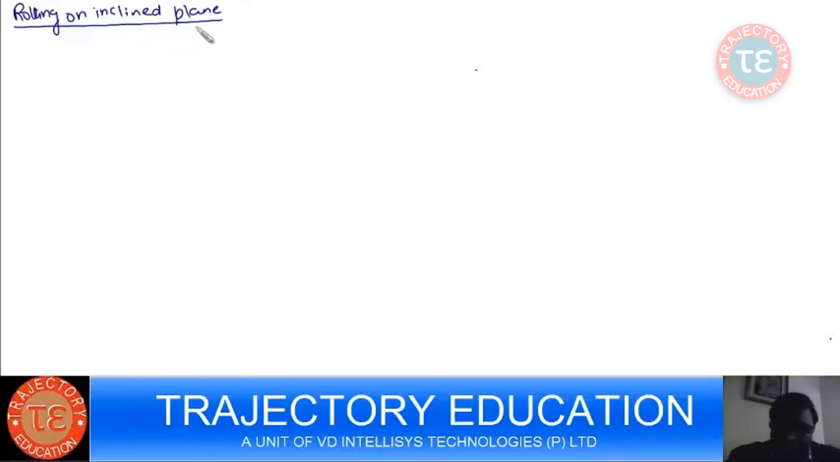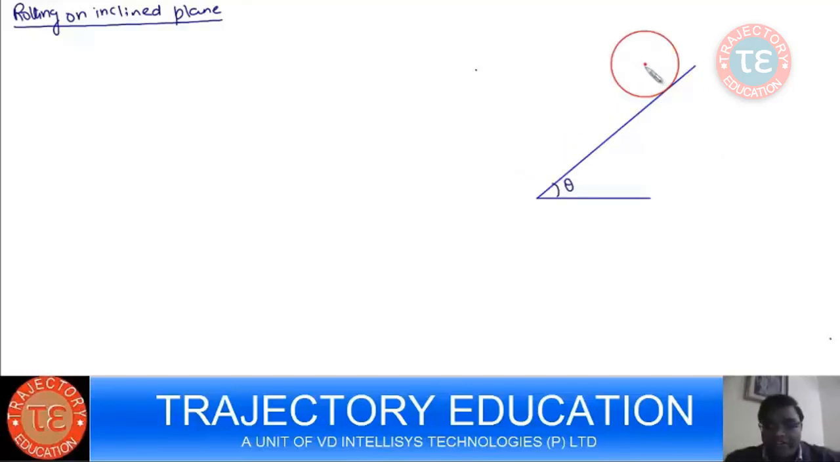Now we discussed rolling on a plane surface. Now I am going to discuss rolling on an inclined plane. Suppose we have an inclined plane, say something like this, and this is a solid sphere. Suppose this solid sphere of radius r and mass m is rolling on an inclined plane.